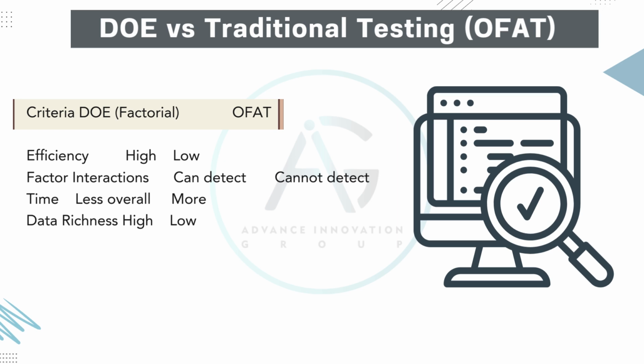In terms of time, DOE actually takes less time overall, despite testing more combinations, because it's strategically planned. OFAT may seem simple, but it ends up consuming more time because of its sequential nature. Lastly, data richness is another major advantage of DOE. It provides highly detailed, comprehensive data, while OFAT gives limited insight due to its narrow scope. In short, DOE offers more value, deeper insights, and greater efficiency, making it the preferred choice in Six Sigma and modern process improvement.